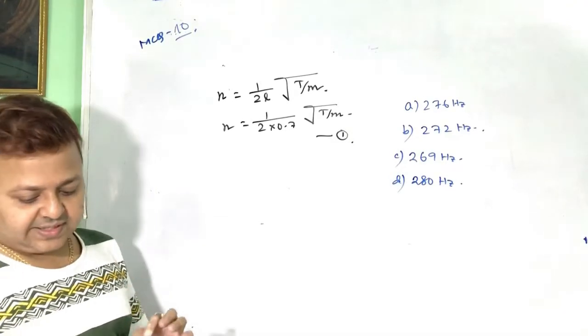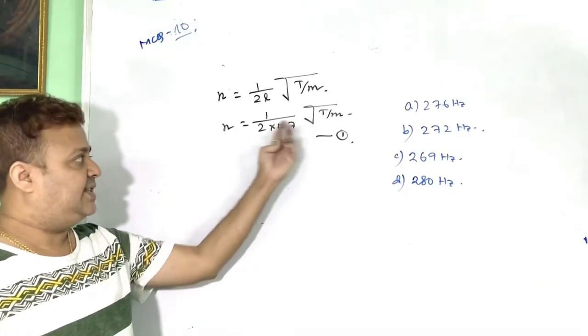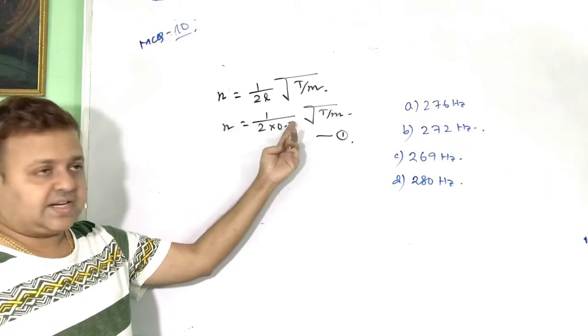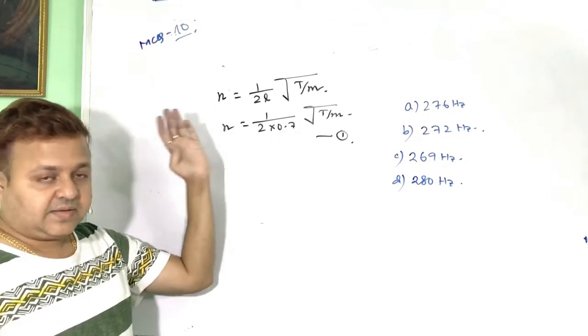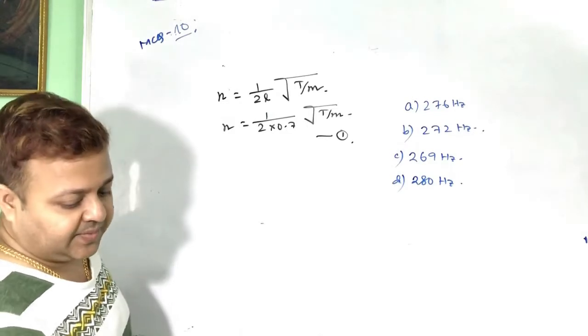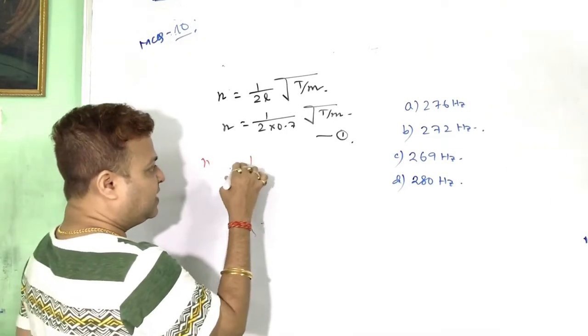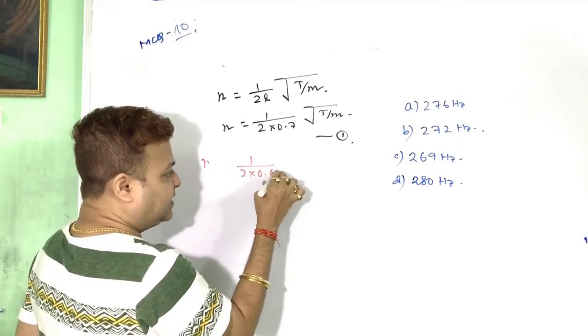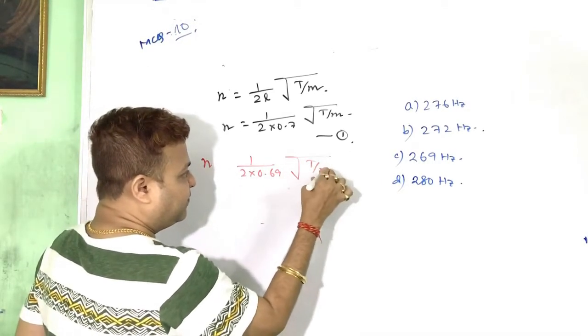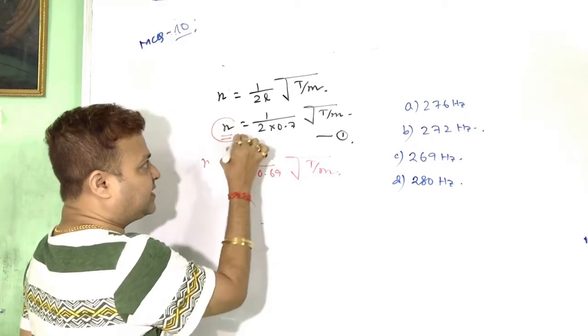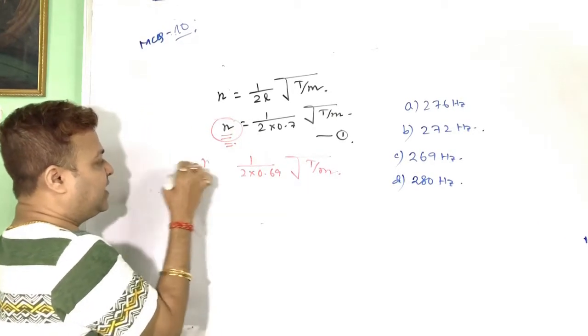If the length of the wire is decreased by 1 centimeter, যদি 1 সেন্টিমিটার কমিয়ে দিই তাহলে ফ্রিকোয়েন্সি বাড়বে না? এটা যদি কমাই এটা বাড়বে তো? It produces 4 beats per second. If the length of the wire is decreased by 1 centimeter, then the frequency becomes 0.69 √P by M. It produces 4 beats per second. কার সঙ্গে? ফান্ডামেন্টাল এর সঙ্গে। তার মানে কি?